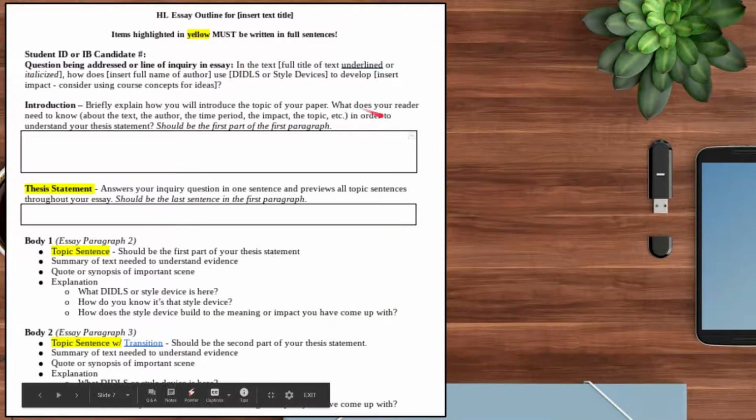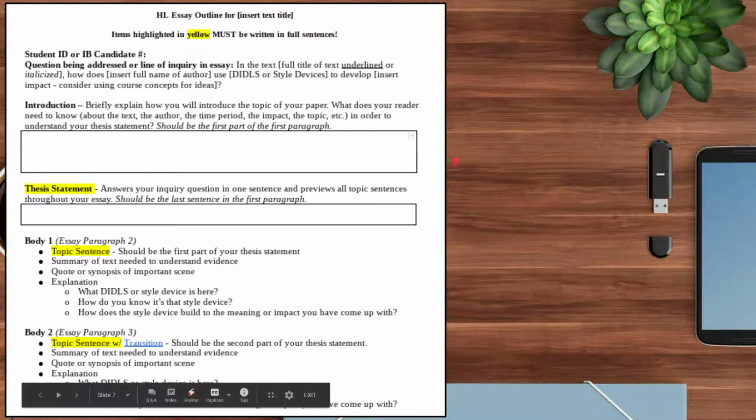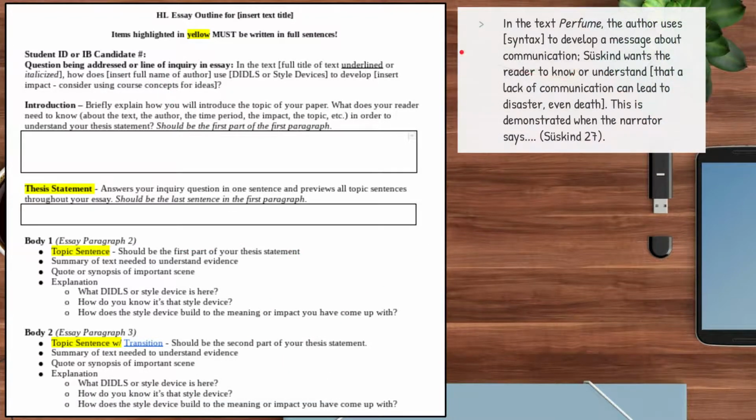Okay, so you've got your blank outline. If you remember from before, using the backwards planning strategy, we don't start with the top of the document. We start by filling in our body paragraphs. If I look back, I have these sample responses. I'm looking at my question 1 material, and I notice that I have this bullet point: in the text Perfume, the author uses syntax to develop a message about communication. Süskind wants the reader to know or understand that a lack of communication can lead to disaster, even death. This is demonstrated when the author says blah, blah, blah.